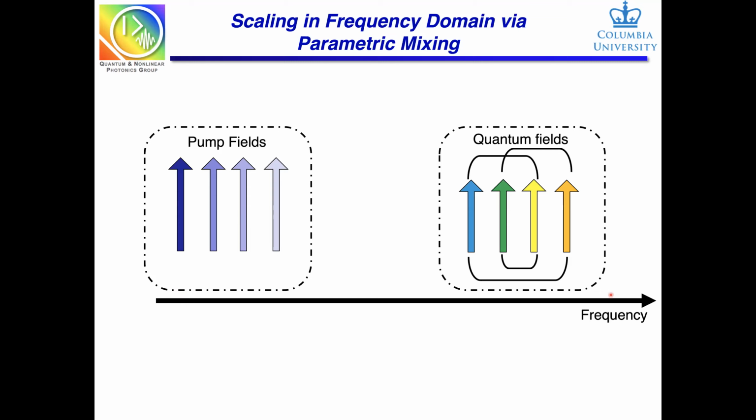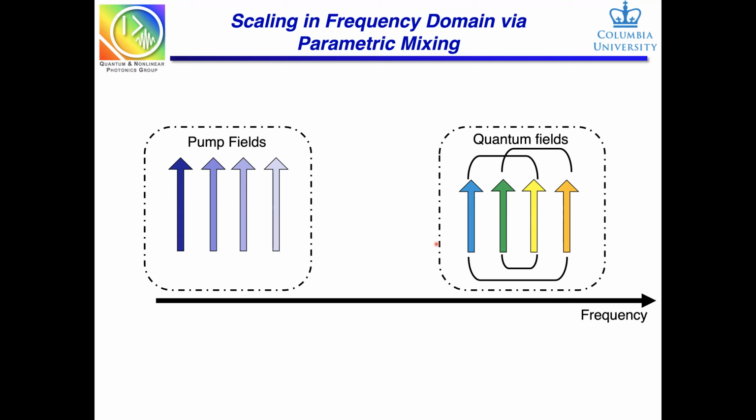All we're going to be doing is adding more pump fields. And in that way, you can scale more quantum fields, add more photons in a way that doesn't scale with size. This allows you, and this is a key aspect of why we're interested in pursuing frequency domain quantum photonics, the scaling on loss is much more favorable than it is in the time domain or in spatial domain. This is an important key feature here.